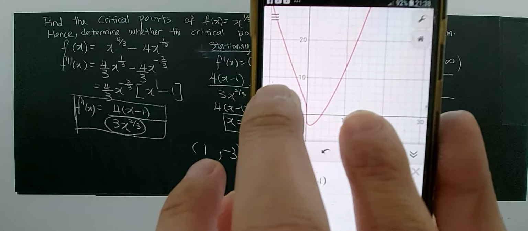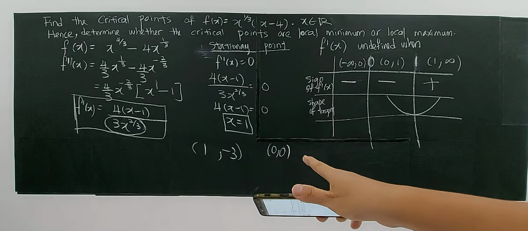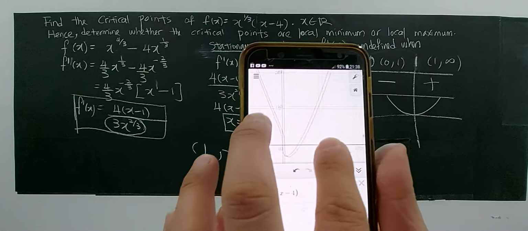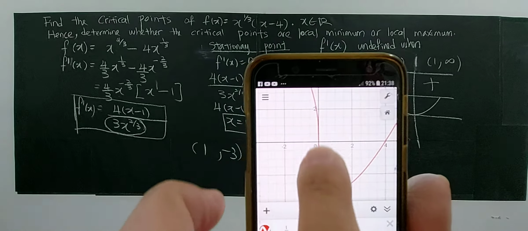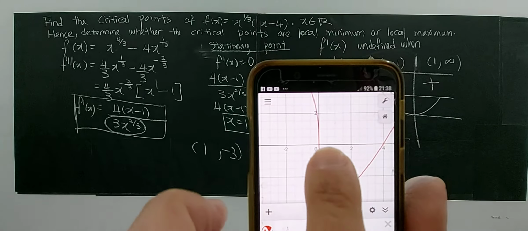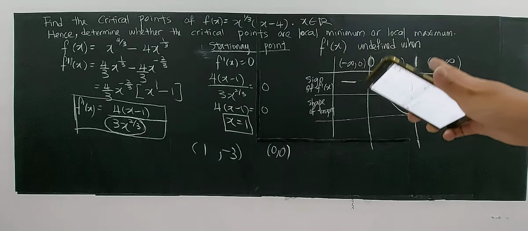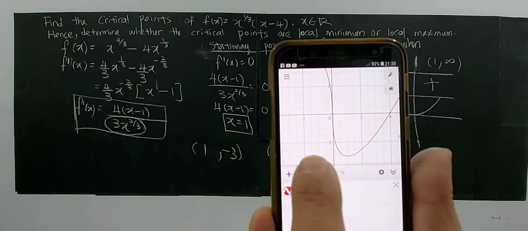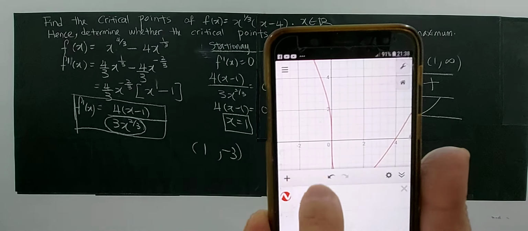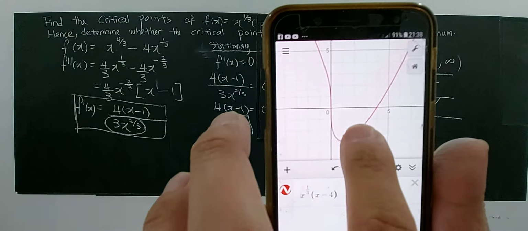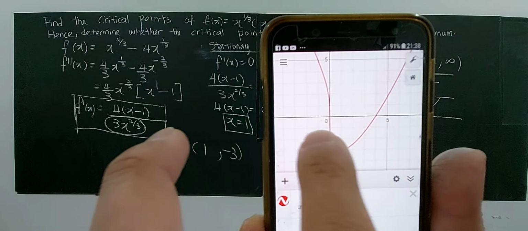So what can you see at 0, 0? At 0, 0 is not a maximum or minimum point. If I zoom, I can see that there is a sudden change. You see the gradient is negative, that's why you have negative here, and after 0 it will also be a negative gradient. So it's not a maximum and not a minimum point.